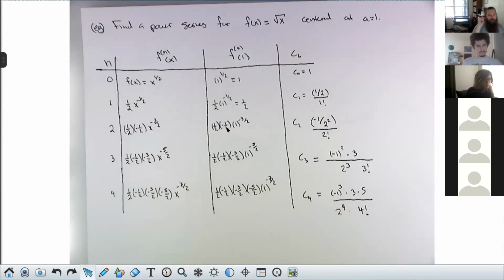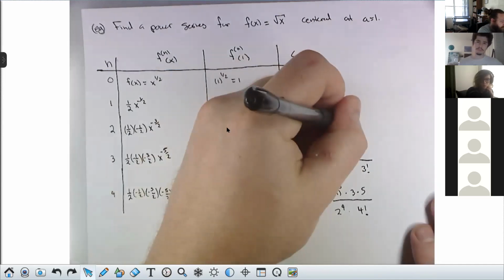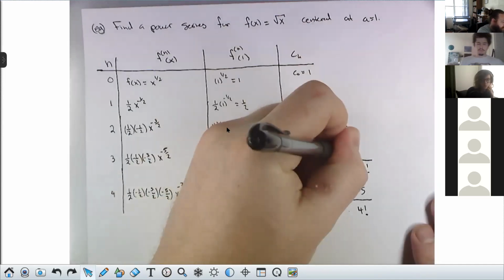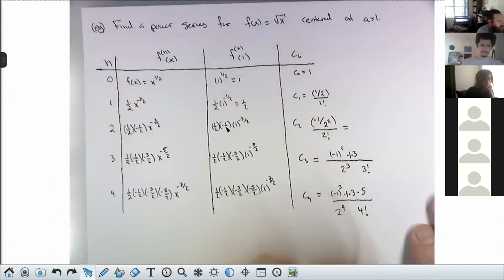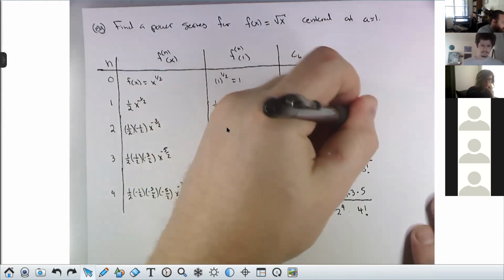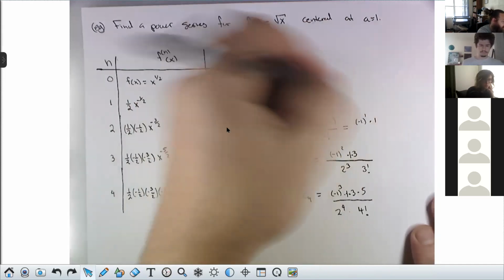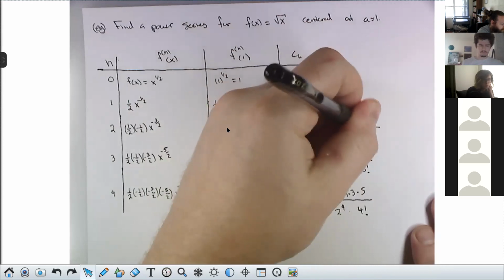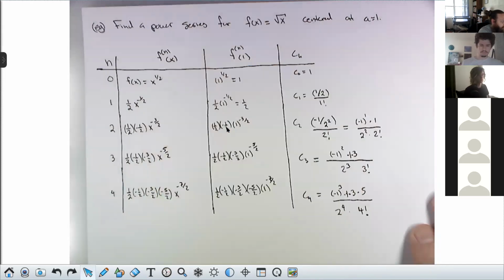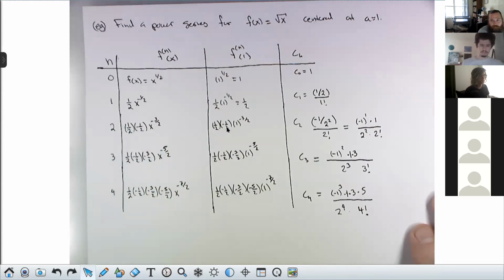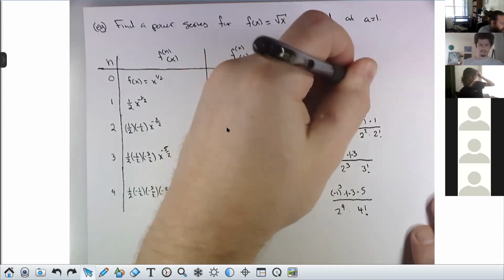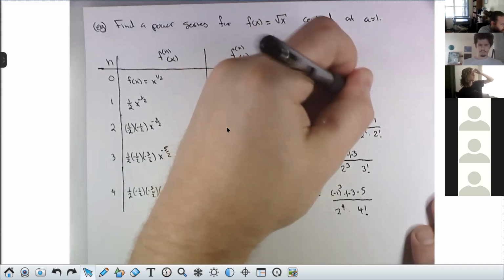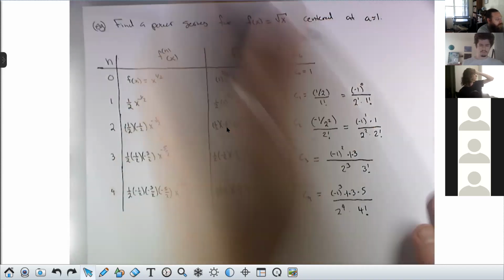So the question is, can you recognize the pattern? Let me help. Let's come back to C2. Now this is really 1 times 3. This is really 1 times 3 times 5. So up here I can think of this as -1 to the 1 times 1 over 2 to the 2 times 2 factorial, just cleaning up the fraction a little bit. The previous guy I can think of as -1 to the 0 over 2 to the 1 times 1 factorial.